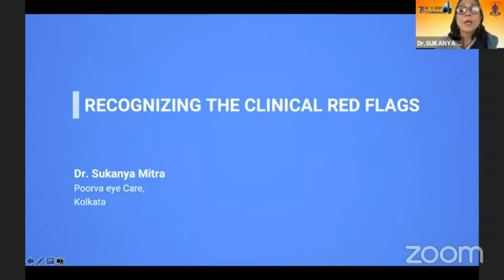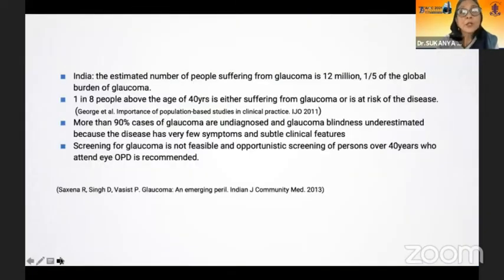I will be talking about the clinical red flags that you may find during your examination, which will help you identify the presence of glaucoma. Now, glaucoma is not an uncommon disease. In fact, one-fifth of the global burden of glaucoma is within India. Studies have shown that 1 in 8 people above the age of 40 is either suffering from glaucoma or is at a risk of the disease.